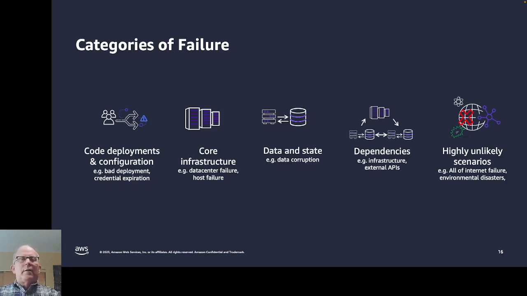Dependencies. What are all the things your workload depends on, including AWS services? What happens if a third-party dependency fails that you can't control? Do you gracefully degrade? Or what if their latency increases by 50% and slows down your application? And then highly unlikely scenarios. Very unlikely to occur, but some customers will need to consider them. So what if a natural disaster impacts power or infrastructure on the entire east coast of the United States?